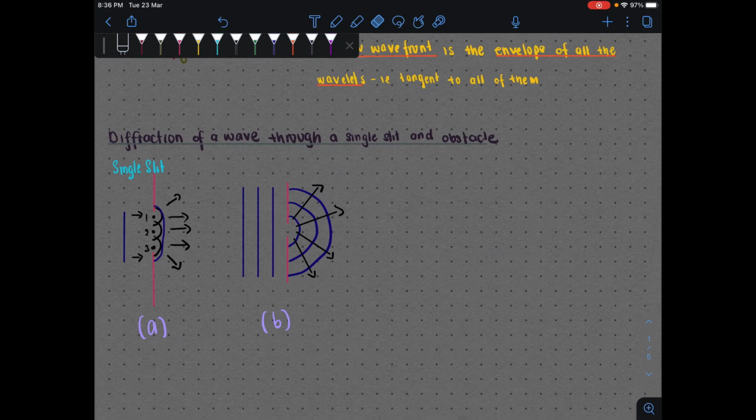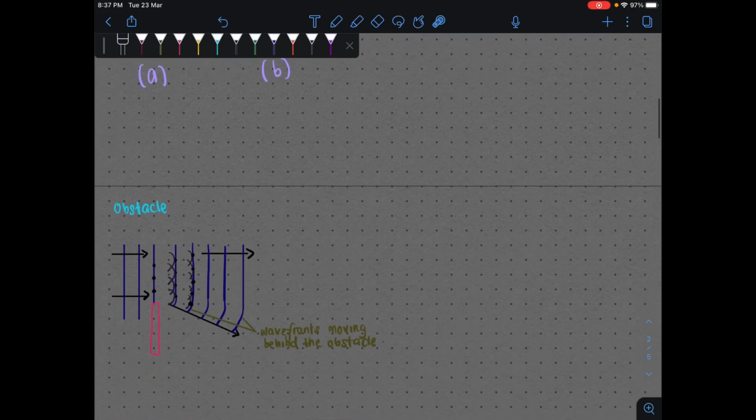What happens here is when the gap between the slits, which we call a, is much smaller compared to the wavelength, that is the distance between the waves, you're going to get all curved or circular wavelets. We won't see the plane wave, we won't see the straight part. We will see all curved wavefronts. That is when your a is much smaller than your wavelength.